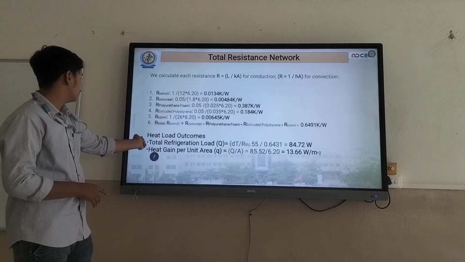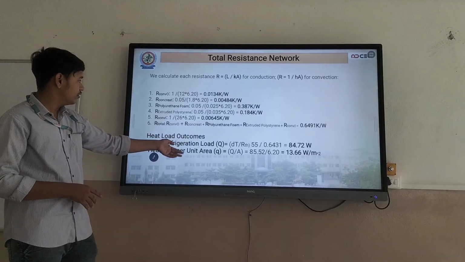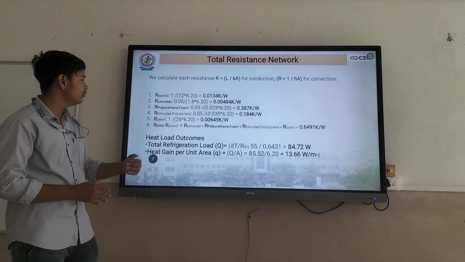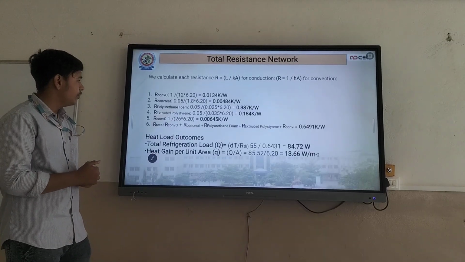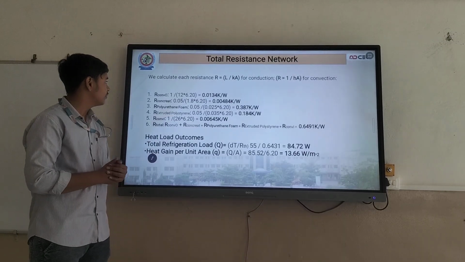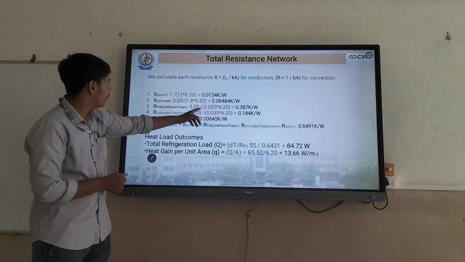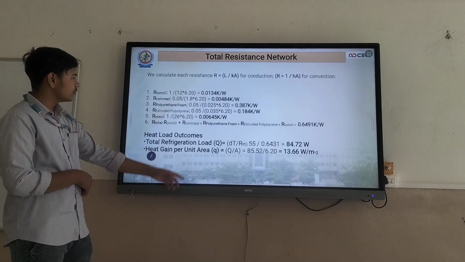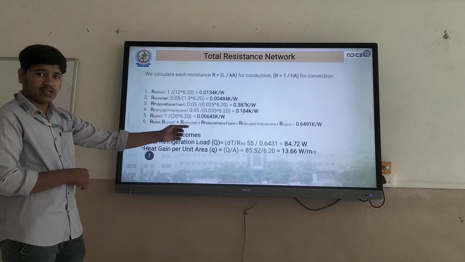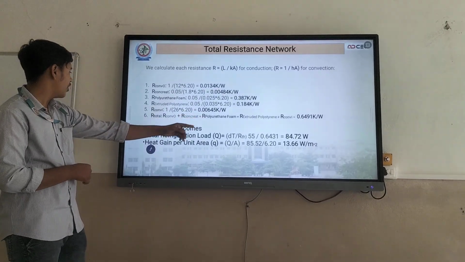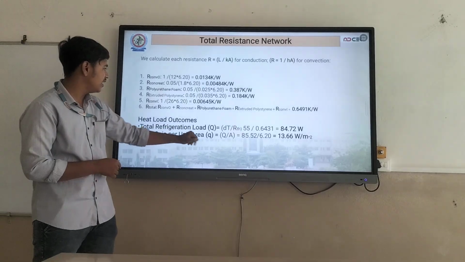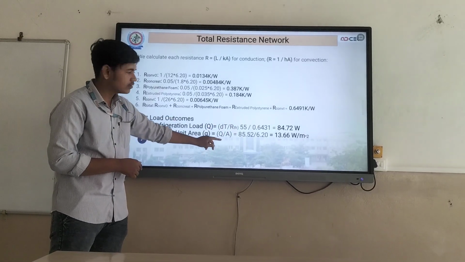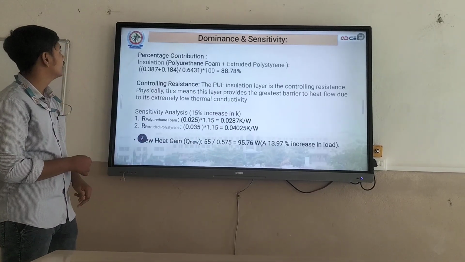So the heat load outcome: total refrigeration load Q is equal to delta T upon R total, 55 upon 0.63. That will be taken from here, and it is 84.32 watts. Heat gain per unit area is 13.66 watts per meter square.